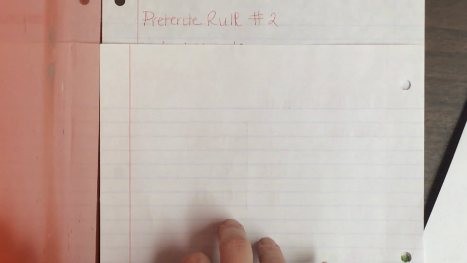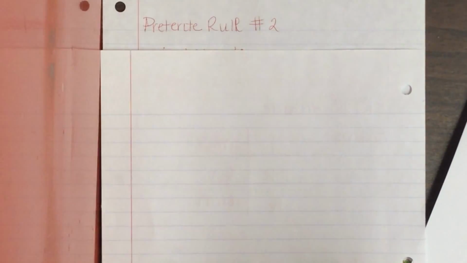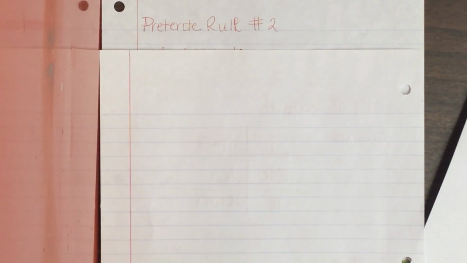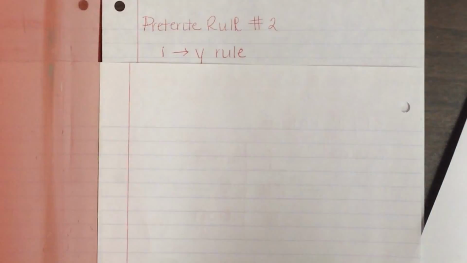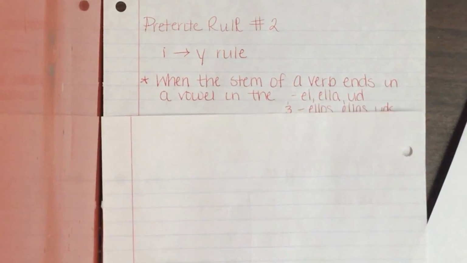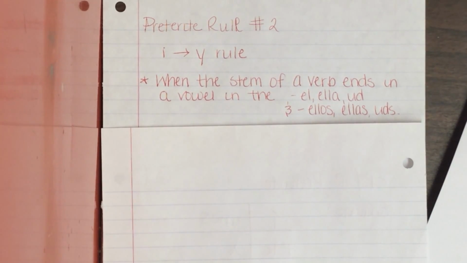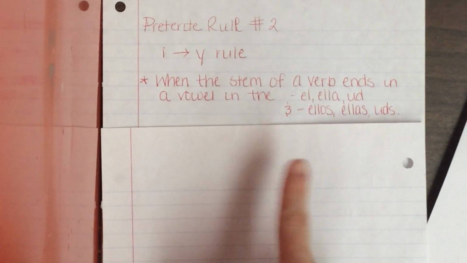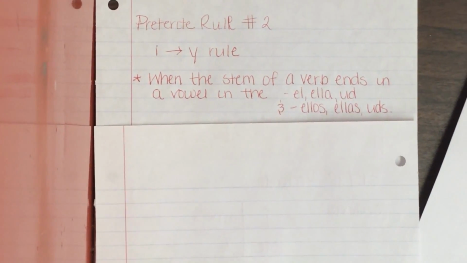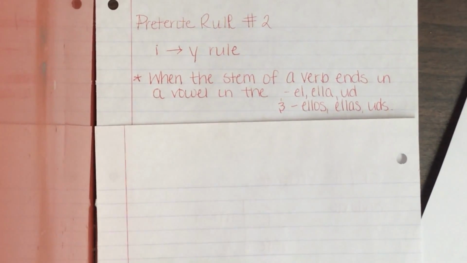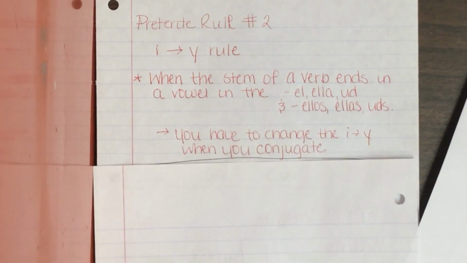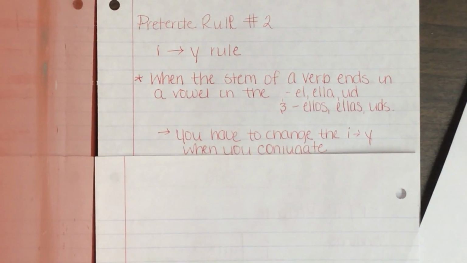As promised, we have preterite rule numero dos. Preterite rule numero dos states, well, it's called the I to Y rule. And it states that when the stem of a verb ends in a vowel in the él, ella, and usted form and the ellos and ustedes form, so in the bottom two boxes, you have to change the I to a Y when you conjugate.